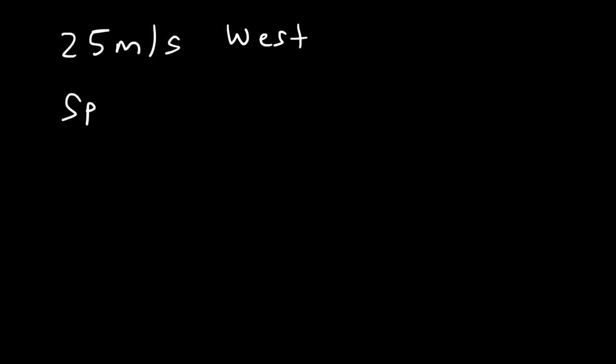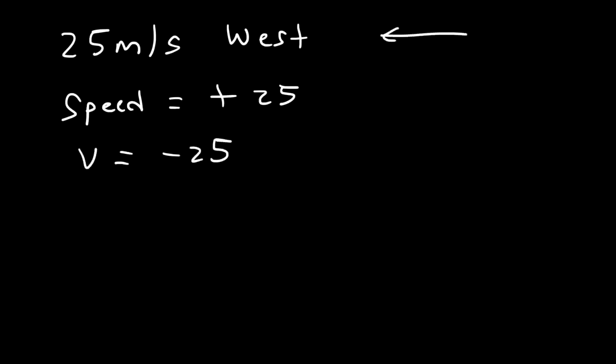The speed is always positive, it's positive 25. The velocity is negative 25 because the object is moving in the negative x direction. So velocity can be positive or negative. Speed is always positive. So the direction, like west, east, north, south, is not relevant to speed, but it is relevant to velocity. So that's it. Velocity is just speed with direction. Speed is always positive. Velocity can be negative or positive.